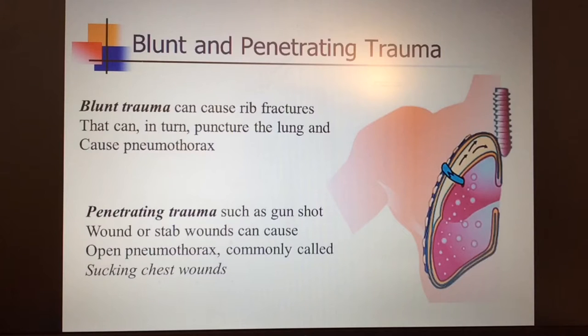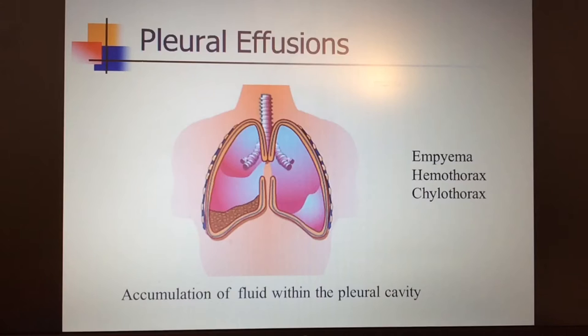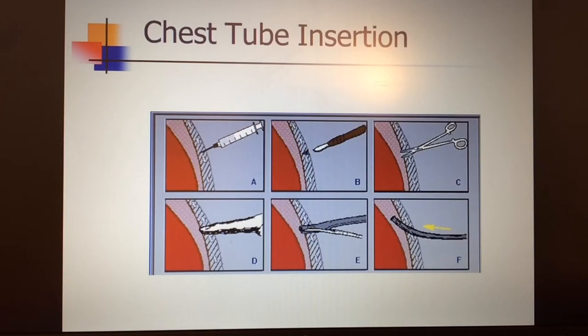Open pneumothorax occurs when the outer chest wall is penetrated, either through a gunshot wound, stab wound, or an open thoracotomy. A patient might also receive a chest tube for pleural effusions. Things that cause pleural effusion, or accumulation of fluid within the pleural cavity, are empyema or an infection, hemothorax, or a chylothorax. The chest tube is inserted in the fifth intercostal space.